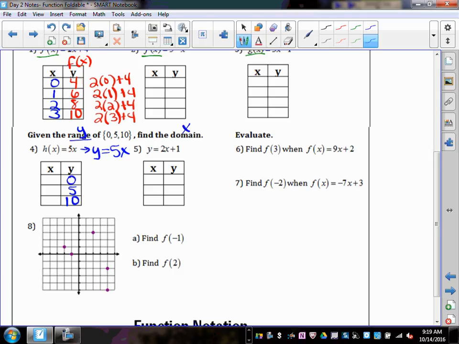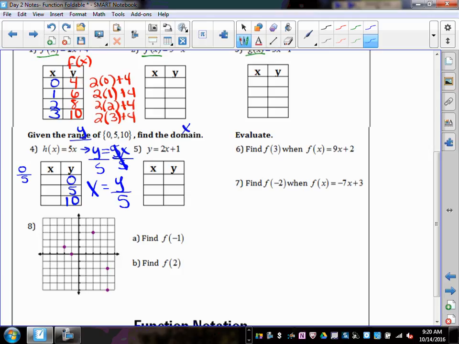So how would I get x by itself? Yeah, divide by 5. So then I have x equals y over 5. I need x, so I solve for x. Okay, so now it's going to be a lot easier. Take y, put it into your equation. What's 0 over 5?